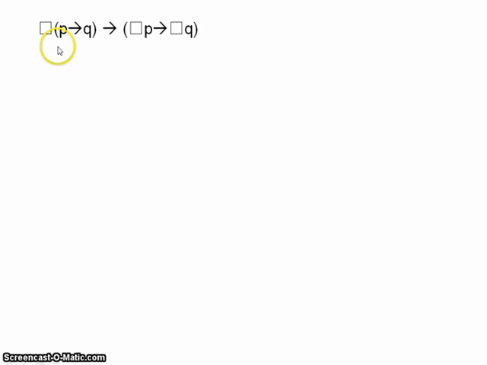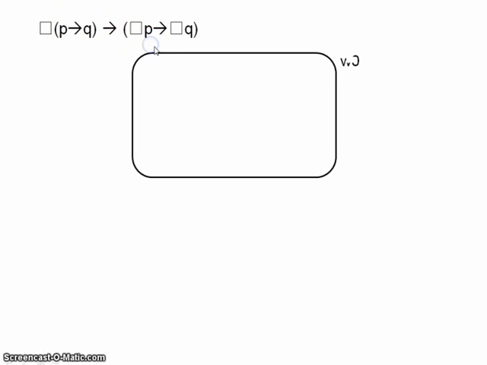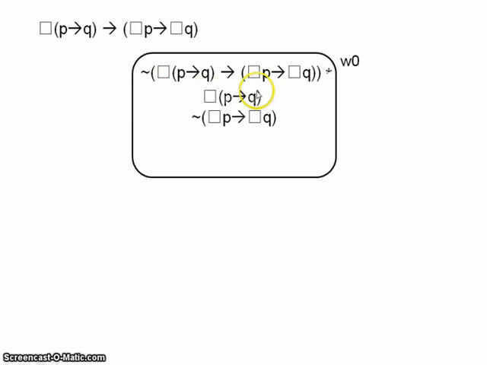If necessarily if P then Q, then if necessarily P then necessarily Q. That's an argument with no premises. So first of all we need to draw our world, then we have to assume the negation of the conclusion, and that gives us a false conditional. So this is the standard truth tree rules. We've got a false conditional, that means we have a true antecedent and a false consequent.